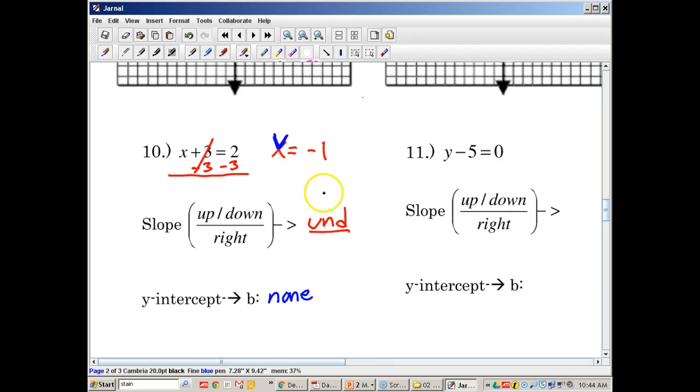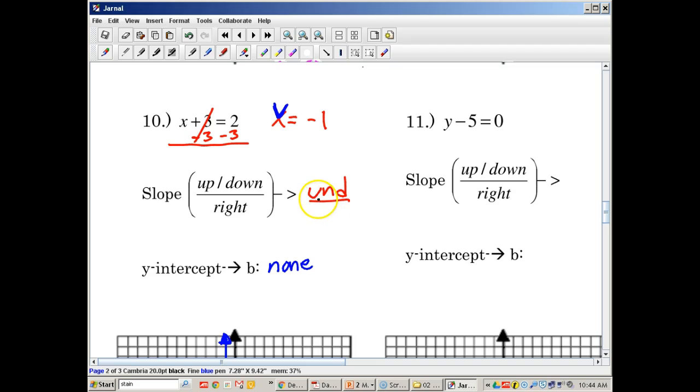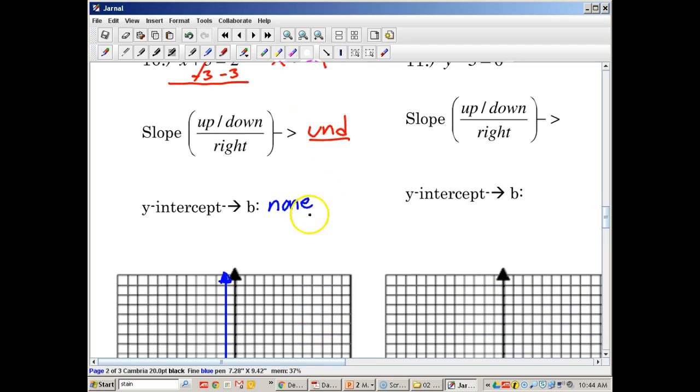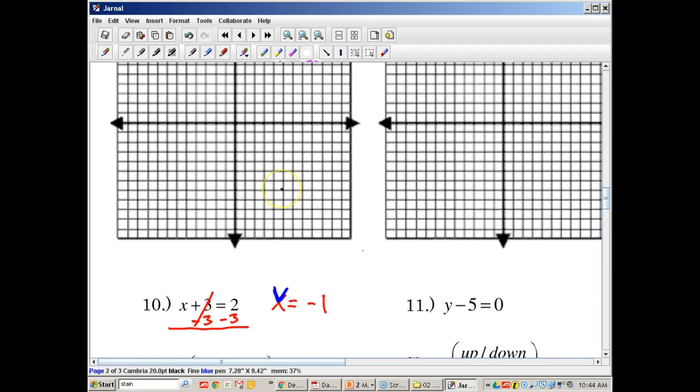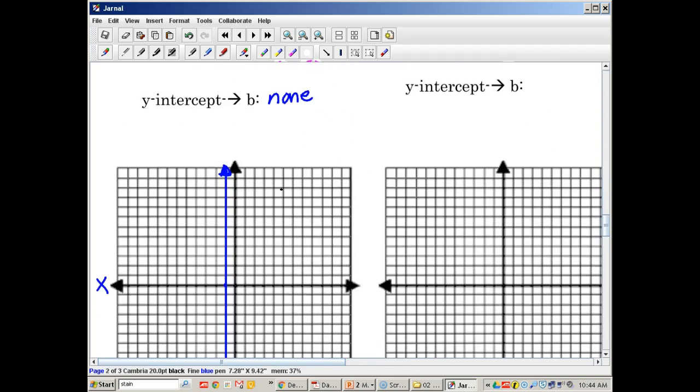Yeah. So the vertical lines are the weird lines. You can't write it as y equals because there is no y to begin with. The slope is undefined. It's not even a number. And there's no y-intercept at all. So you can't write it in slope-intercept form, the y equals mx+b. We can't do any of that. It's just fundamentally different from all the others.